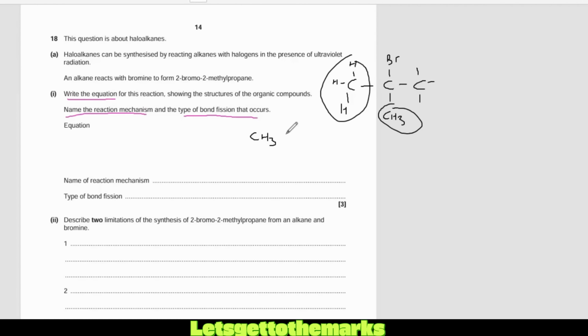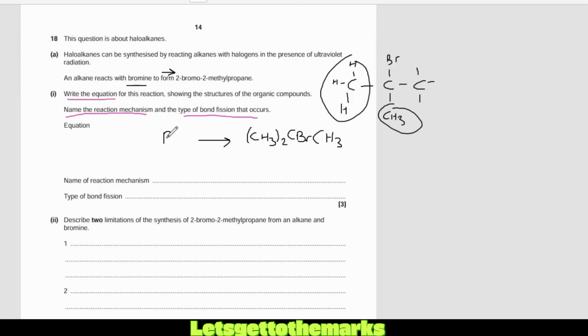Now, I want to write the structural formula. This is what gets produced. So this is on the product side of my equation. So I'm going to put CH3 in brackets with a 2, and then CBr, and then CH3, and that's going to be my structural formula. Again, whether I put the Br in brackets or not, I think isn't really going to affect whether we get the marks.